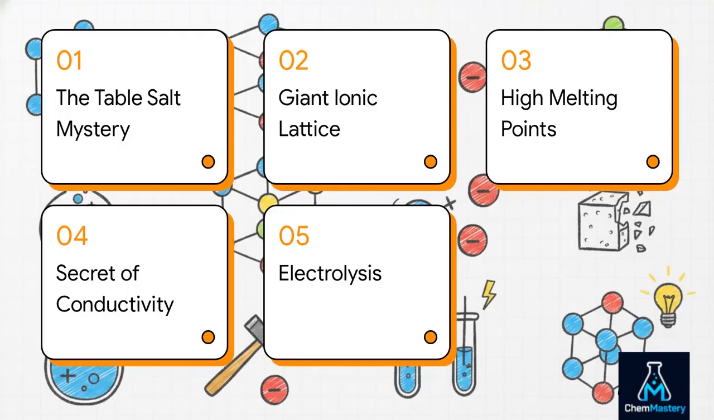To crack this conductivity mystery, here is our roadmap. First, we'll look at the table salt mystery itself. Second, the giant ionic lattice. Third, high melting and boiling points. Fourth, the secret of conductivity. And finally, understanding electrolysis.